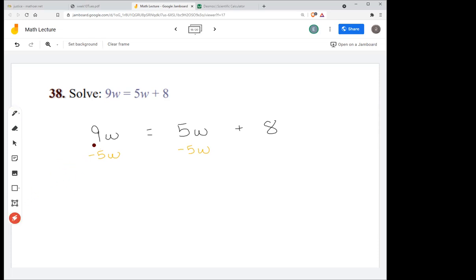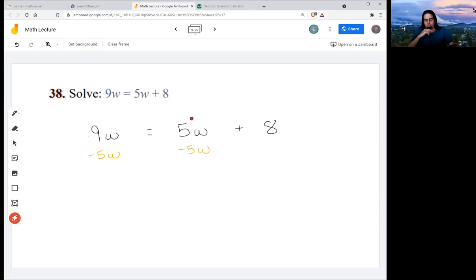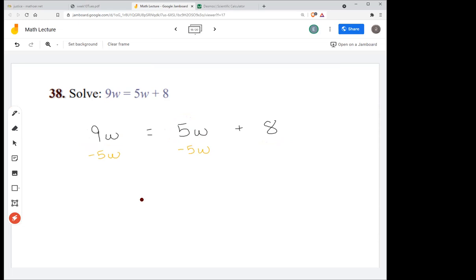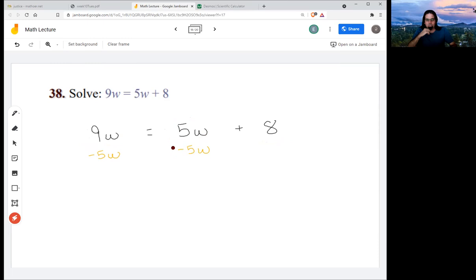Emily has 9 watermelons, and that cost her as much as Sequoia's 5 watermelons plus $8. Something like that. Does that make sense as a story to go with this? Yeah. So if both of them eat 5 watermelons, then Sequoia ate all hers. All that she has left is the $8 that she didn't spend on watermelons. Emily had 9 watermelons and ate 5 of them, so she's down to 4 watermelons.